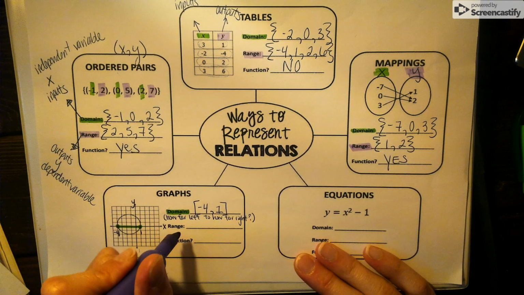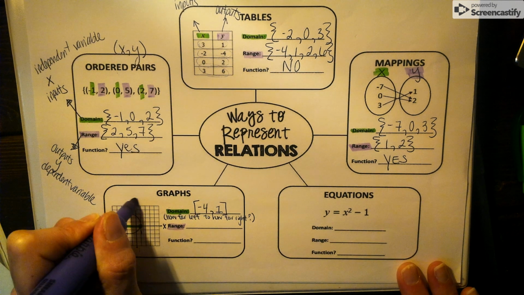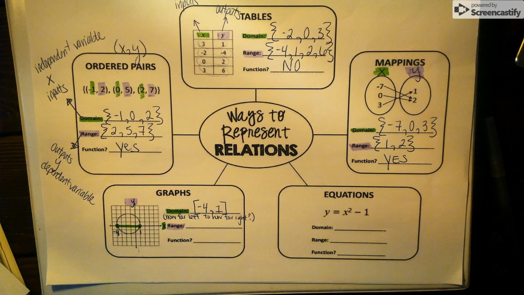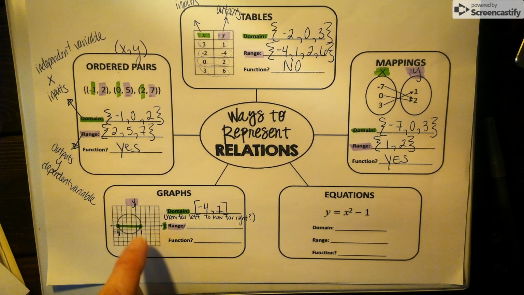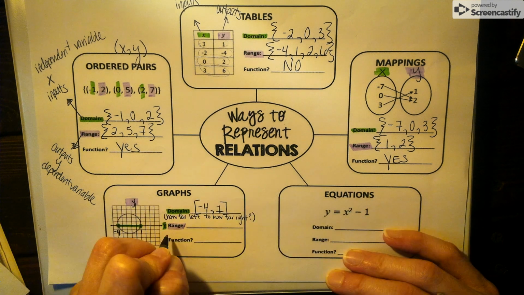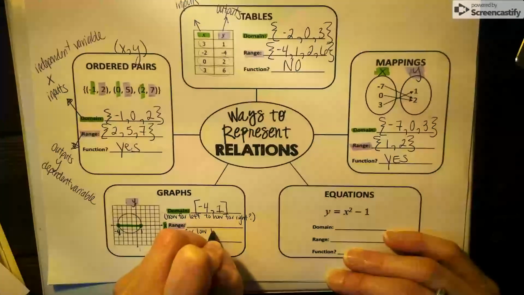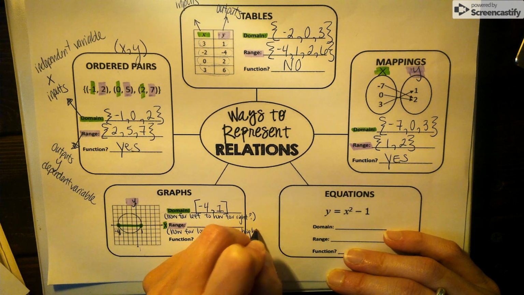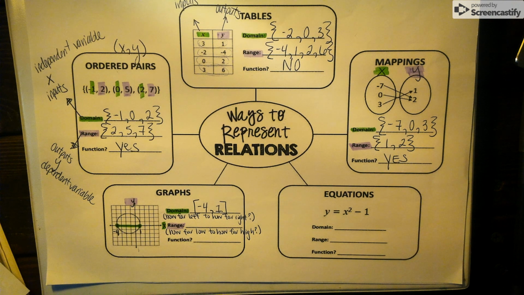So then for the range, remember the range deals with the y-axis. I'm actually going to highlight the y in purple and the x here in green for the domain. I should have done that earlier. But the range here, you need to look for how far low to how far high. So that's a question I want you to write underneath. How far low to how far high?